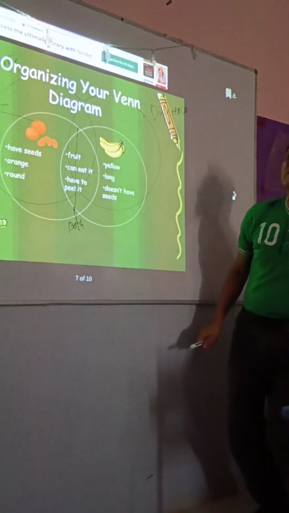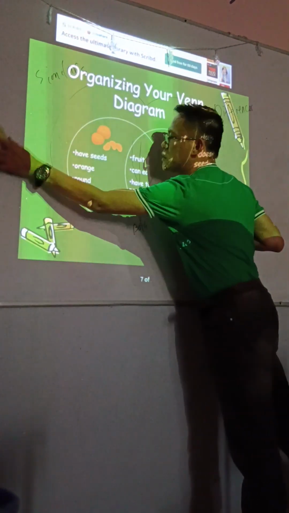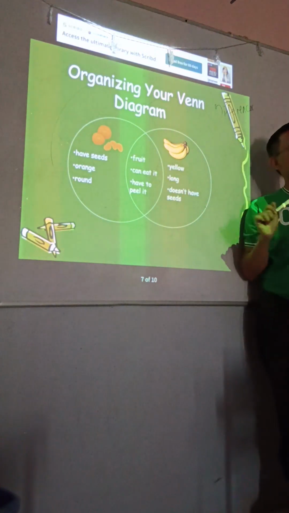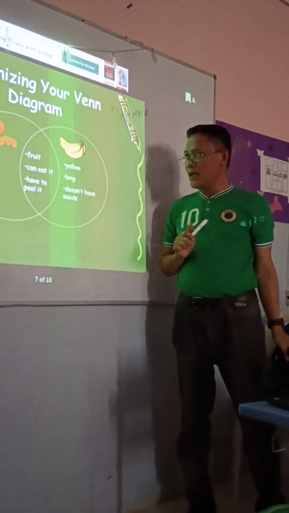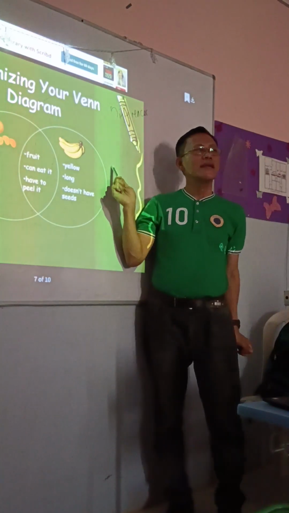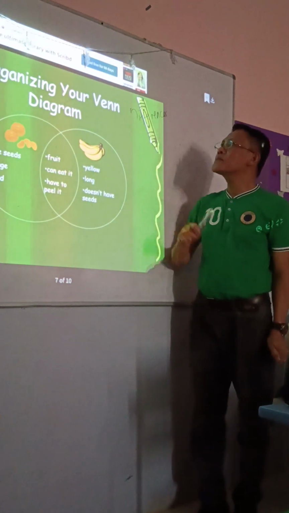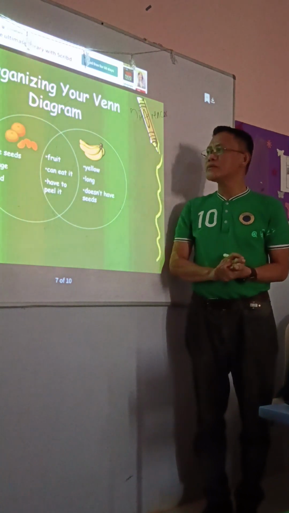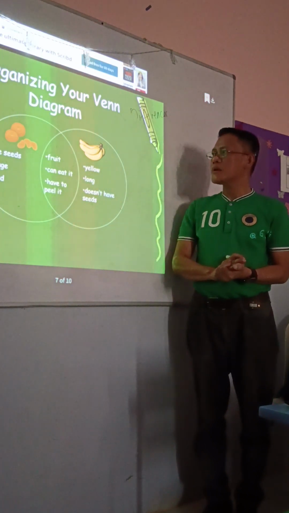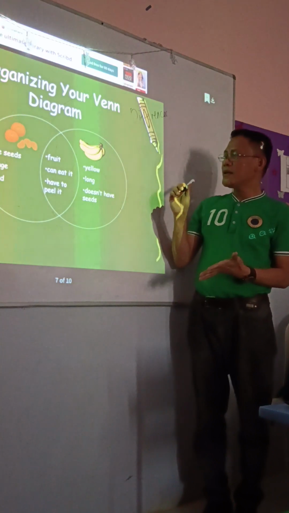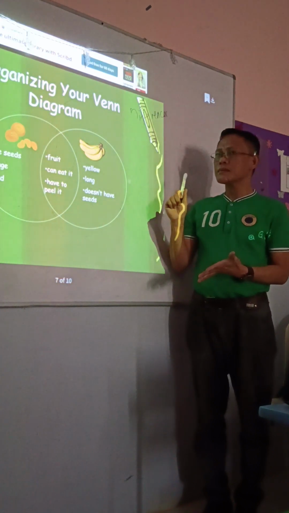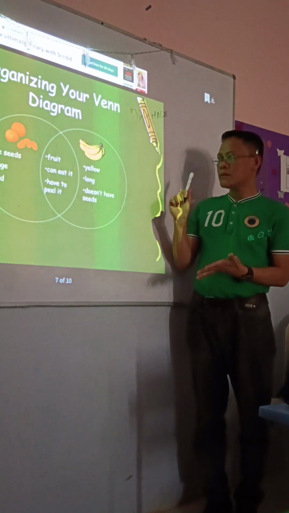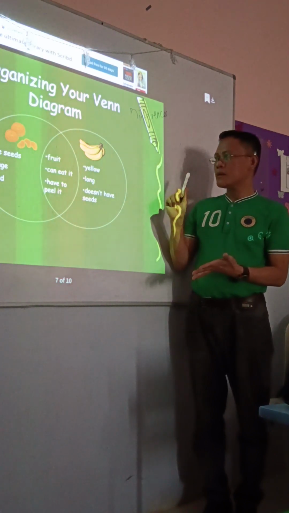Here is an example of what we call a Venn diagram regarding comparison and contrast. As you can see in this picture, oranges have seeds, while bananas don't have seeds. Then what else? Oranges are orange, while bananas are yellow. Oranges are round, and bananas are long.